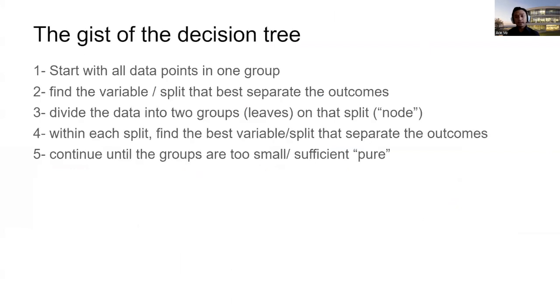So the gist of the decision tree here is that we're going to start with all the data points in one group. We're going to find the best split that separates the outcomes. Then we're going to divide further and further to make sure that they separate the outcomes the best. We continue until all the groups are too small or pure, what have you, in order to make the tree 100%. And that is the gist of the algorithm called decision tree.